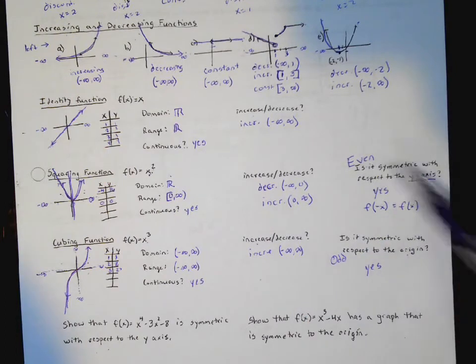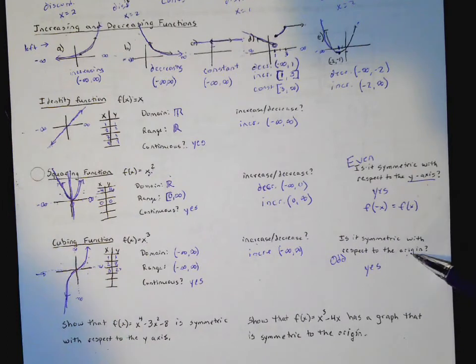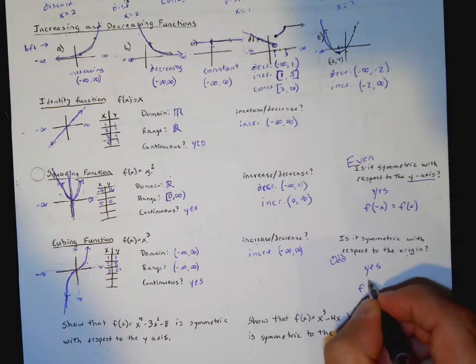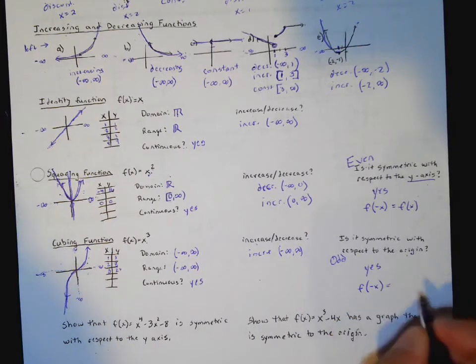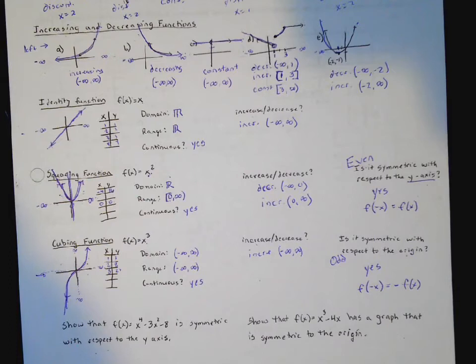So an even function is when it's reflected across the y-axis. An odd function is when it's reflected across the origin. And we have this equation: f of negative x will equal negative f of x. Okay, so we're going to use those two equations a little bit later to figure out if a function is odd or even. So, getting the idea there.